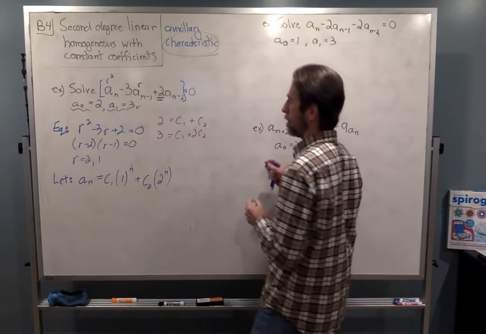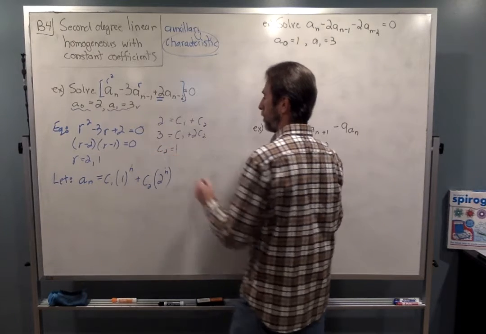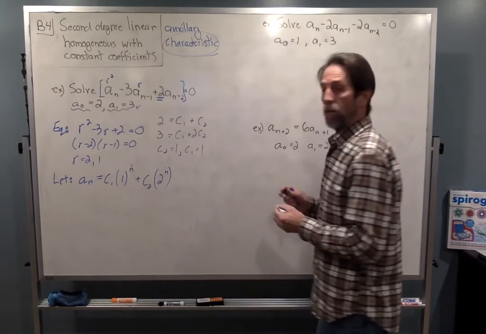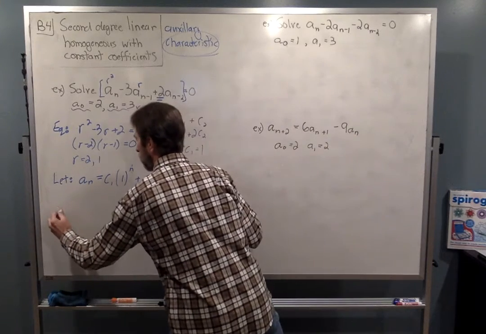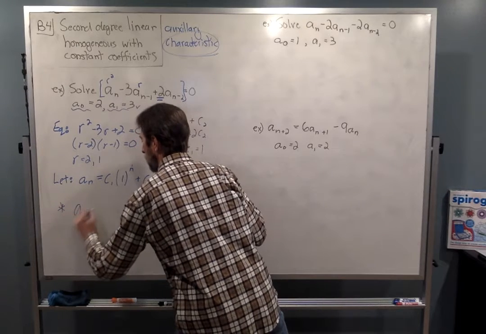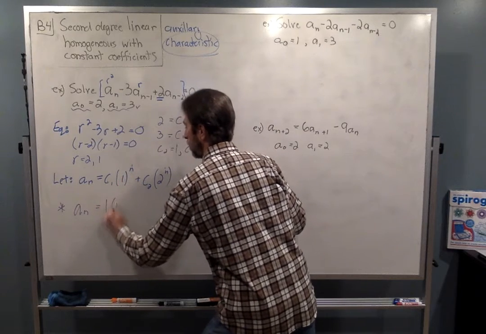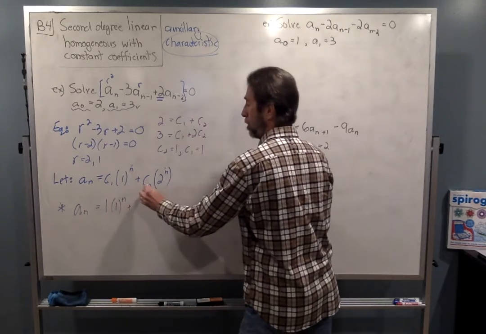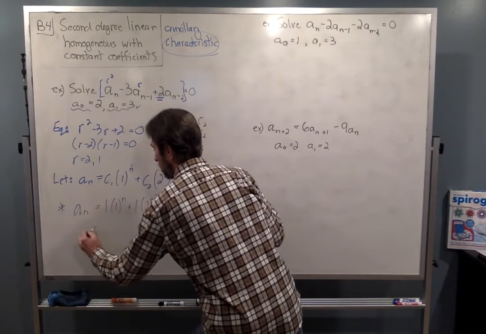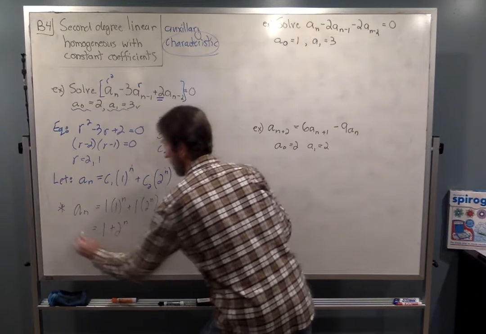Well, if I subtract these two equations, I get C2 to be 1, and actually C1 to be 1. So now my solution, or my closed form, is going to be C1, which is 1 times 1 to the n, plus C2, which is 1 times 2 to the n. Now we can simplify this even further, because that's all just 1. So that's my nth term.